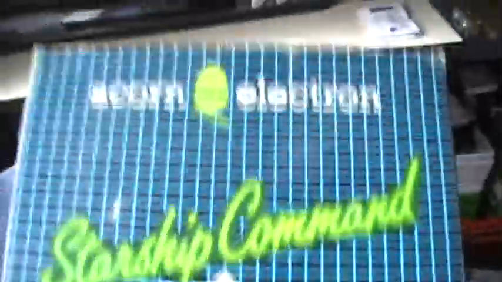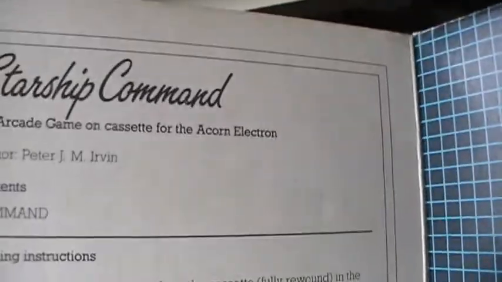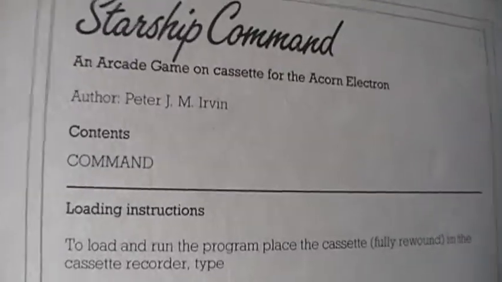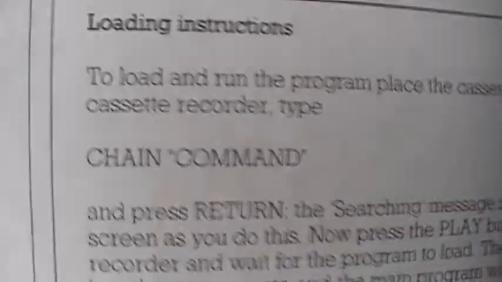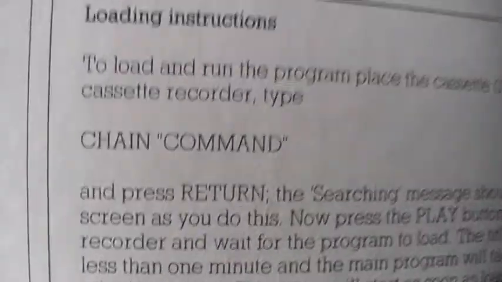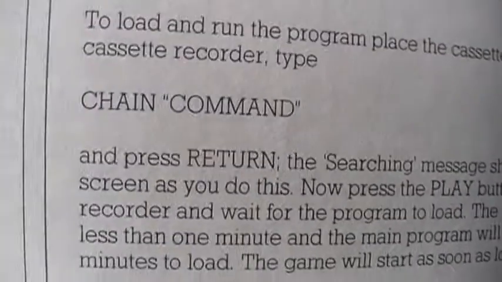And the Acorn Soft always did rather nice boxes for their games, from what I've seen. And you've got the instruction manual on the inside there, I can't be asked to get it out. The author of the game was Peter J.M. Irvin. Yeah, huzzah to you for making such a good game. Loading instructions, yeah. What's the most weirdest loading command I've ever seen of an 8-bit computer? Chain. Most of them just have load, which is understandable, but where the hell do they get chain from?